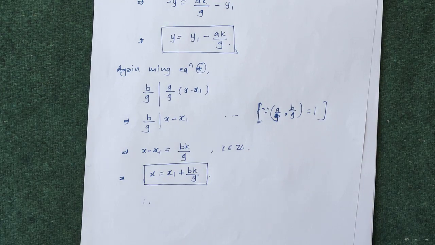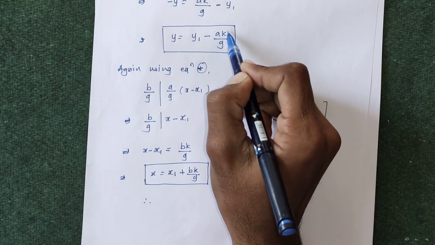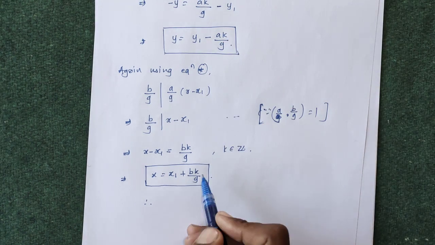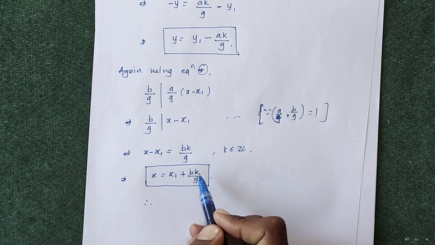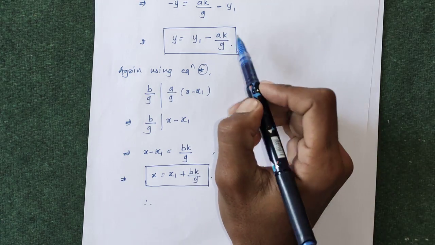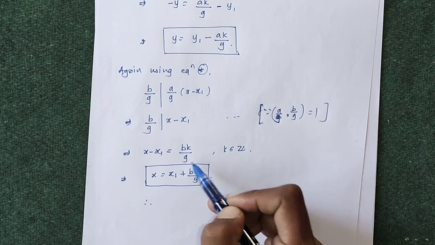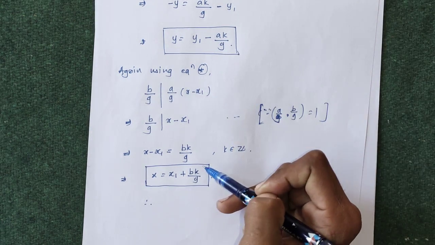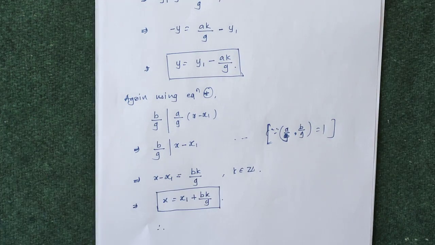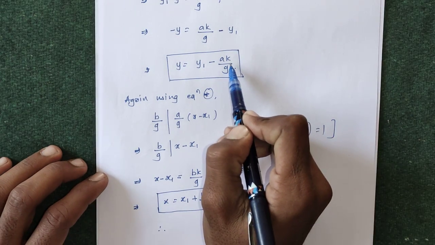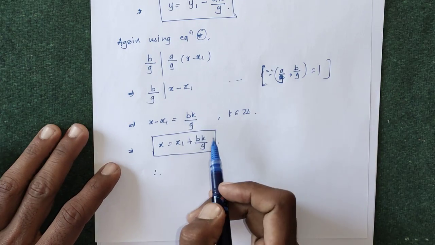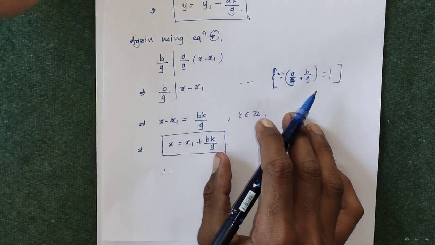Here, using the definition of divisibility, we are using the integer notation k here, and again the same notation k here. You don't need to write the notations k1 and k2, because if you take these notations k1 and k2, then you will get a contradiction to equation number star. So the notation k must be the same. So you will get x and y.